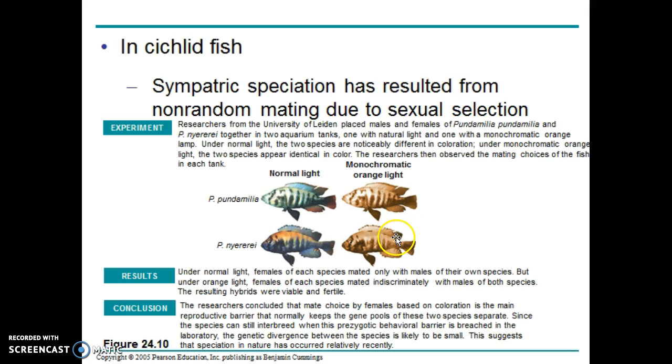Because when they reproduce with the opposite males, and they can produce viable and fertile offspring, this does suggest that divergent evolution has occurred relatively recently. How did this divergent evolution occur? Well, it had to be sympatrically because they're living in the same body of water.